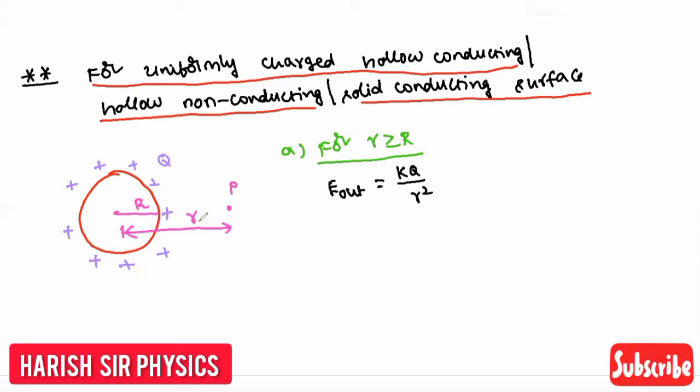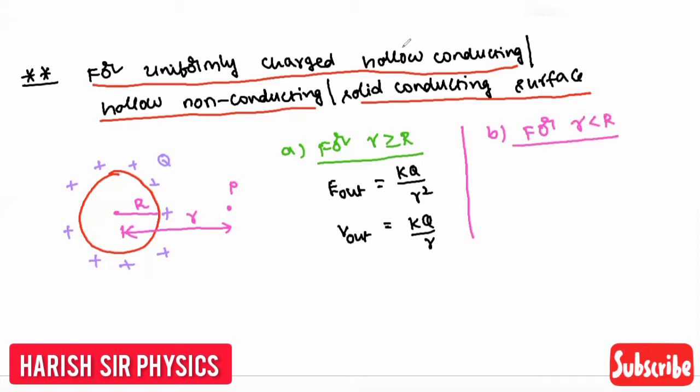Since the point is outside, in the place of distance we write KQ divided by r square. In a similar way, for the potential, V out is equal to K into Q divided by r. The same applies for r less than R.